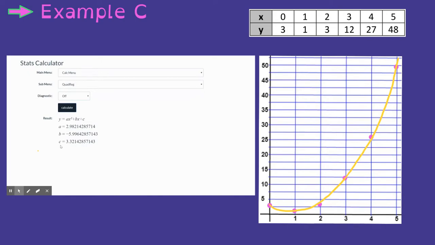So the first function that we're going to write for our regression, the proper function is going to be f of x equals 3x squared minus 6x plus 3. That's rounded to the whole number. Or if they ask you to round it to 2 decimal places, we would have f of x equals 2.98x squared minus 6x plus 3.321. And that would be your answer.